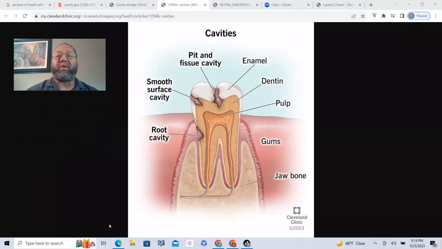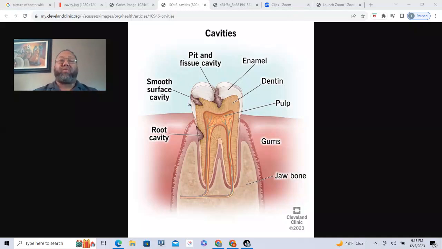Now, in lesson one, please go on my channel and look up lesson one. You'll see the labels of the actual parts of the tooth. So we're not going to go over that today. Go to my previous video on lesson one. But today we're going to go over a few pictures of what dental decay looks like. So when your dentist tells you that you have cavities or decay, you can get an idea of what it looks like in the stages of decay.